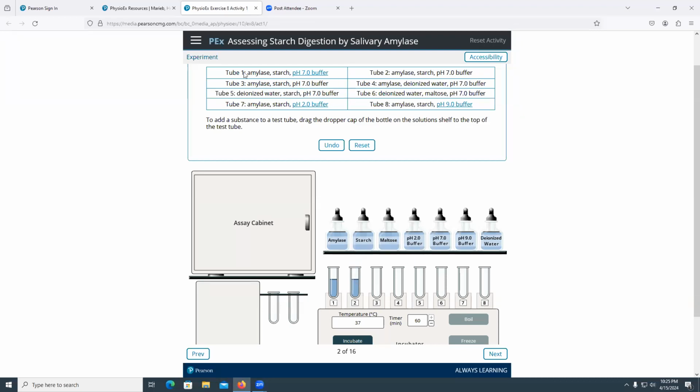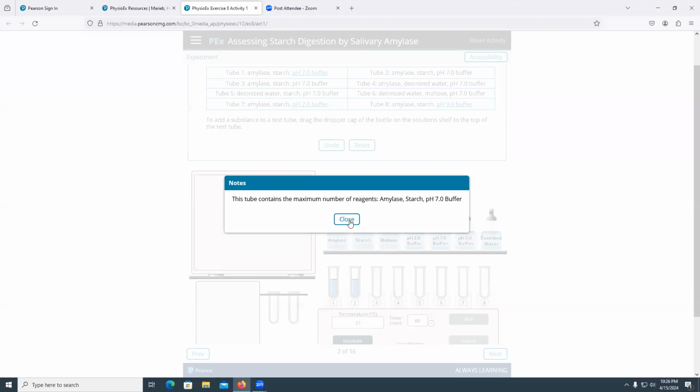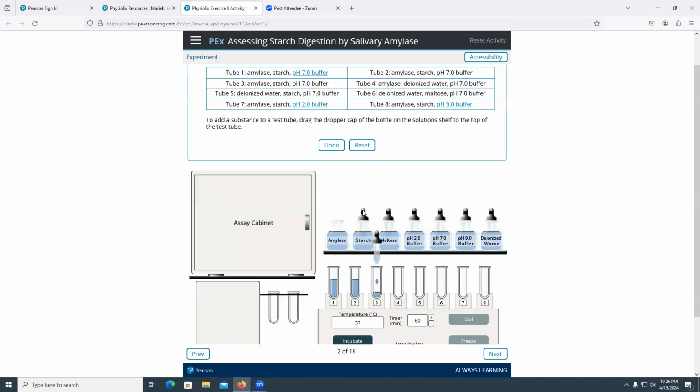So what's the difference? Tube 1 is amylase, starch, and pH 7 buffer. Tube 2 is amylase, starch, and pH 7 buffer. How about 3? It's also the same: amylase, starch, and pH 7. So what's the point of having 3 identical test tubes? Here we're going to be testing the effect of the temperature. So now we have the same pH, the same reagent, and the same enzyme. One we're going to keep at optimal temperature. The other one, we're going to make boiling temperature. And the other one, we're going to make freezing temperature and allow the 3 to run. Then we're going to look at the effects.